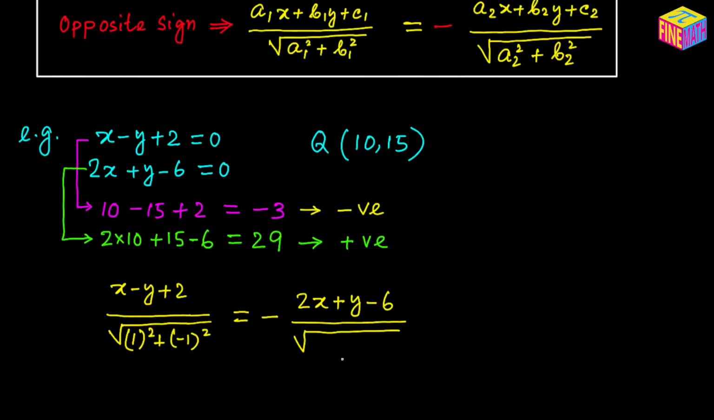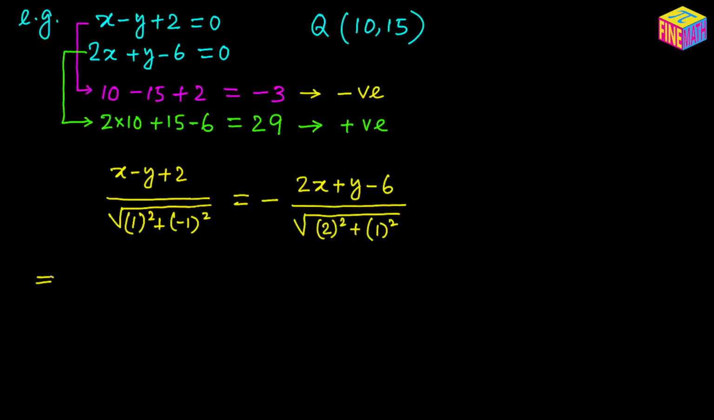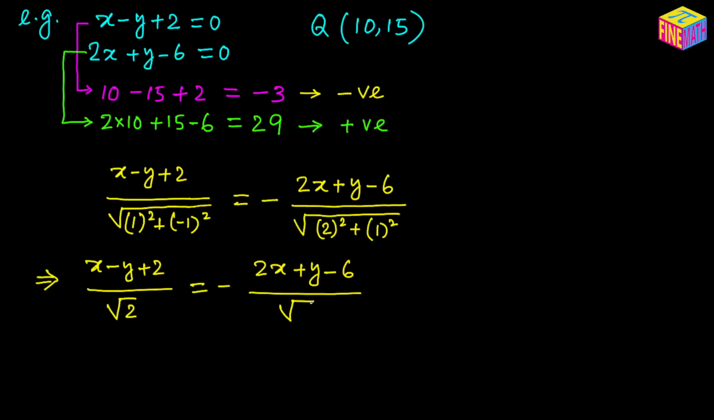A sub 2 is positive 2 in this case, so that would be positive 2 squared, plus b sub 2, that is actually positive 1, that's the coefficient of y in the second equation. So b sub 2 is a positive 1, so positive 1 squared. And if we simplify this a little bit, it's going to look like this. So from here we can say that x minus y plus 2 over, this is square root of 1 plus 1, 2. So this is square root of 2, is equal to negative of 2 times x plus y minus 6 over square root of 5. 2 squared is 4, 1 squared is 1, that's square root of 5.